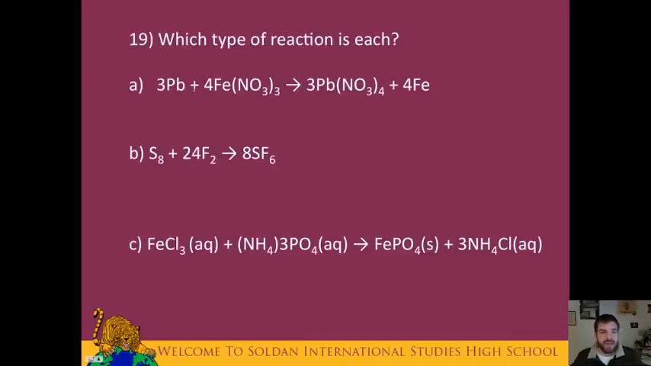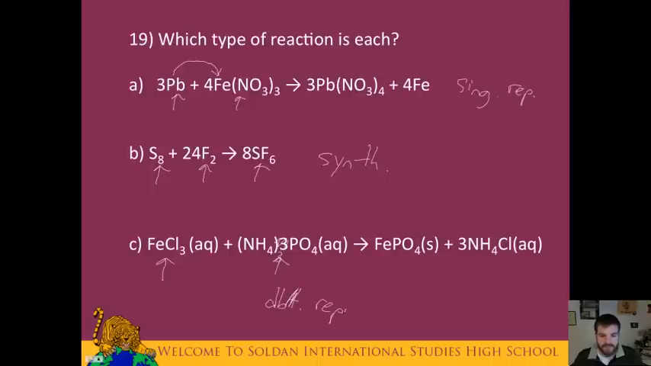Number 19, which type of reaction is each? Well, I just look at the reactants. That's an element, that's a compound, so this is probably going to be a single replacement. Let's confirm. This one bumps out the iron, and look, lead is now with nitrate, and iron's left alone. So yes, this is single replacement. This is element and element. I'm going to guess this is synthesis, and sure enough, it makes only one product, so this is synthesis. And this one, compound, compound, this should be a small 3 there. But two compounds, that's going to be a double replacement.